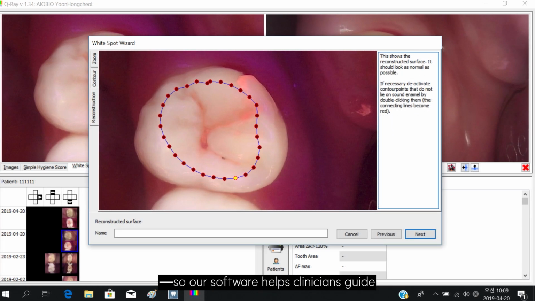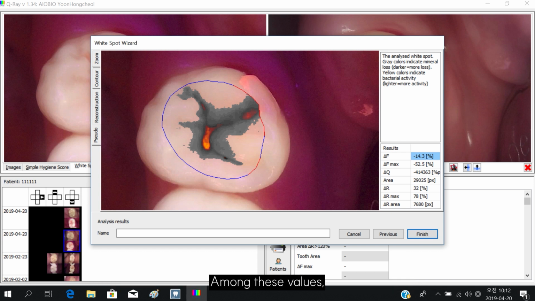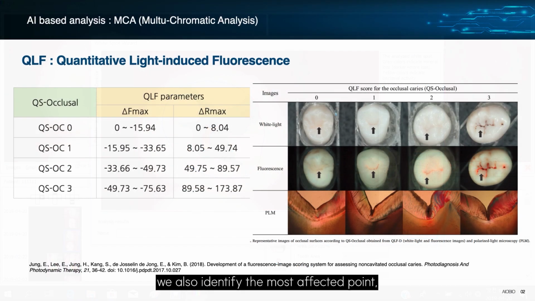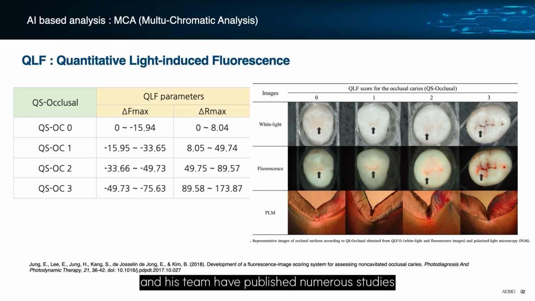So our software helps clinicians guide and mark what they consider normal regions. Once the normal areas are marked, typically in blue, the system automatically calculates and compares those values against abnormal regions within the same image. Among these values, we also identify the most affected point, which we call delta F max. My co-founder, Professor Baekil Kim, and his team have published numerous studies showing a strong correlation between these metrics and the actual stages of caries progression.